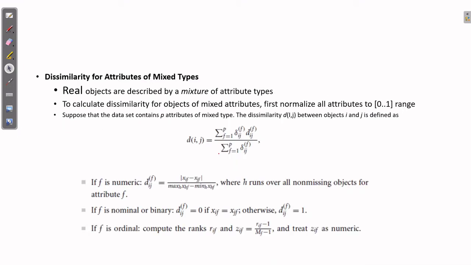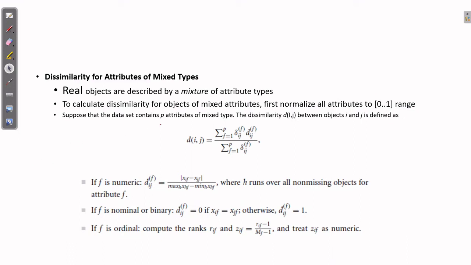So we have seen how the dissimilarity measures are calculated for nominal, ordinal, binary as well as numeric attributes. Now, what if we have a mix of attributes? It is always the case that when you look at an object, we will have a mixed set of attributes. So how do you calculate in such cases? Real objects are described by a mixture of attribute types. To calculate dissimilarity for objects of mixed attributes, first normalize all attributes to the 0 to 1 range. That is the first thing we do.